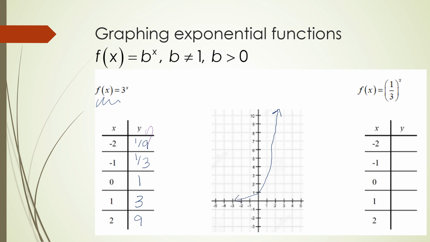Let's try the next one. This is less than 1, but it's still greater than 0. So we have f of x equals 1/3 to the x. 1/3 to the negative 2, once again you flip it and it becomes 3 squared, so that's 9. 1/3 to the negative 1 is 3. 1/3 to the 0 is 1. 1/3 to the first power is 1/3, and 1/3 squared is 1/9. So we're going to have something that looks a little like that.